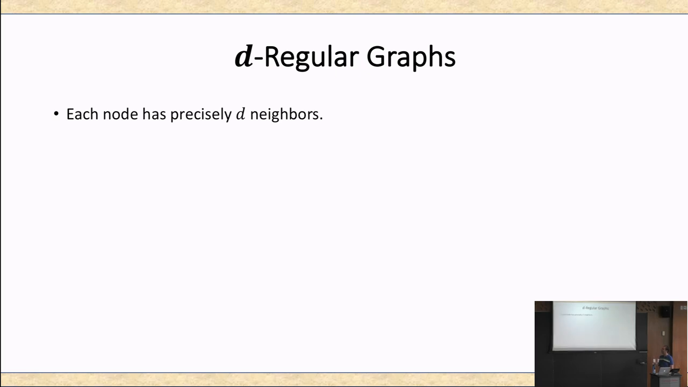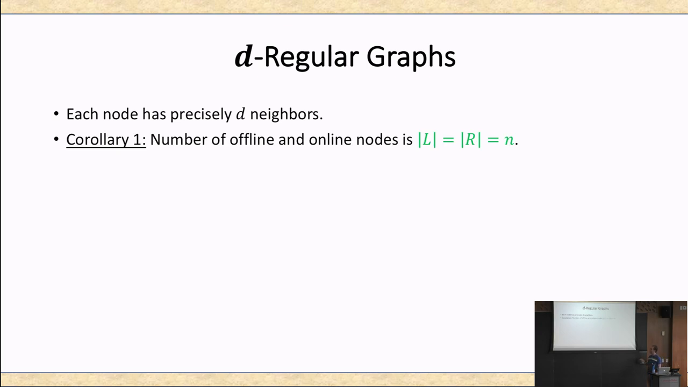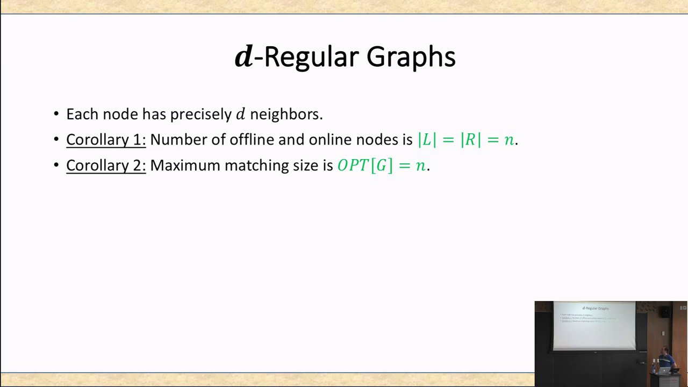As I was saying, in regular graphs each node has degree precisely d. For bipartite graphs, this means that there are exactly the same number of online and offline nodes. Just count the edges. We'll denote the number of left and right nodes by n. One corollary of Hall's theorem is that any regular bipartite graph has a perfect matching. You can match all vertices simultaneously.